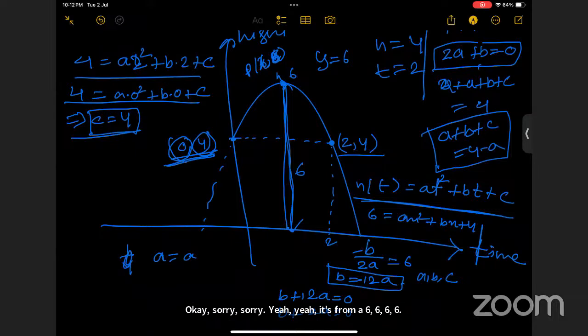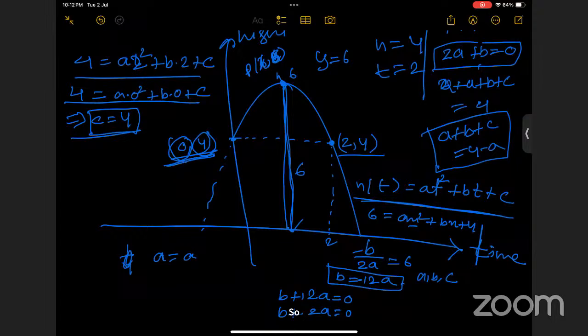Ma'am, we can find two equations. Here the value of x will be 1, because in 2 seconds it reaches the coordinate 2, 4, and 6 is the midpoint of this path. How do you know 6 is the midpoint? Because of the axis of symmetry. It is the maximum height the ball has reached over there, ma'am.